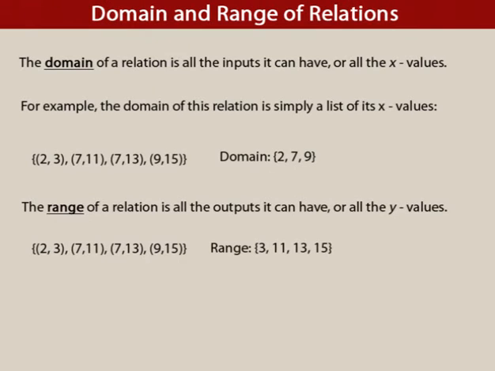And this parabola, notice again that there is more than one output for each input. The domain of a relation is all the inputs it can have, or all the x values. For example, the domain of this relation is simply a list of its x values. And notice that they are 2, 7, and 9. We don't put the 7 in twice. The range of a relation is all the outputs it can have, or all the y values. And in this case, there are 3, 11, 13, and 15.